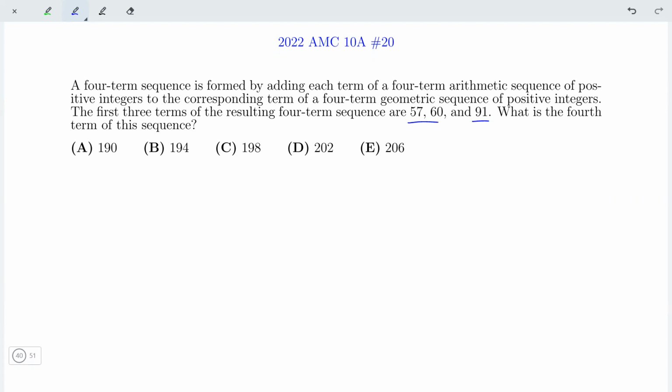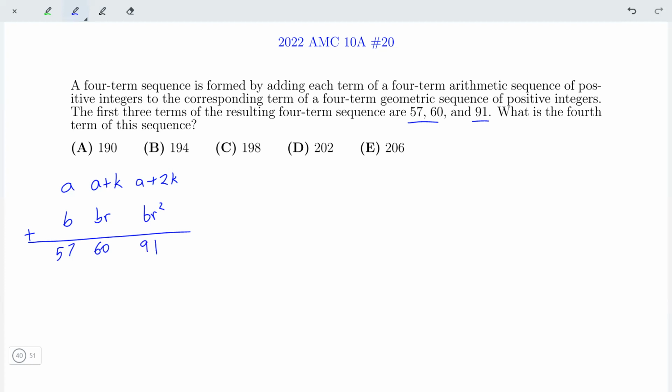Okay, so let the terms be a, a plus k, a plus 2k for the arithmetic sequence, and b, br, br squared for the geometric sequence. So if you add these term by term, we get these sums: 57, 60, and 91.